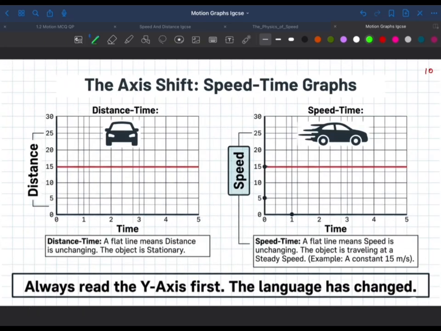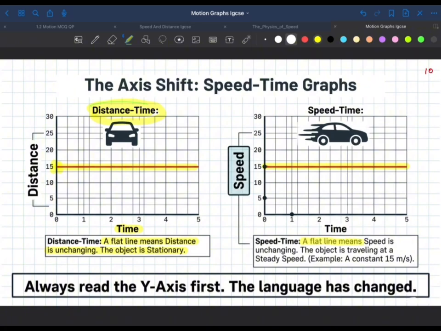Okay. So if you compare these two graphs, simply you can say that in the case of your distance time graph, if the line is parallel to the time axis, then it means that the body is not moving, it is standing at one particular distance from your original position. So a flat line means distance is unchanged and the body is stationary. On the other hand, if you have the same shape of graph in the case of a speed time graph, then what will happen?